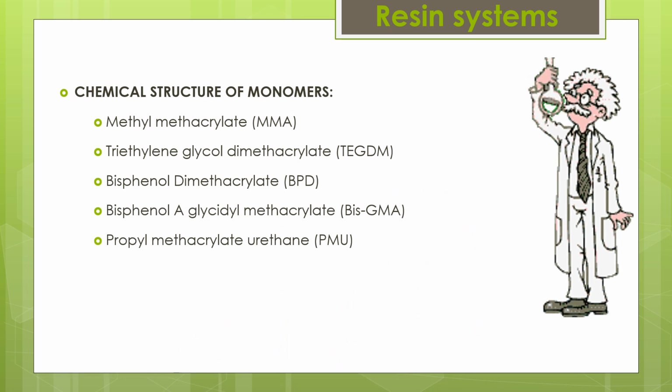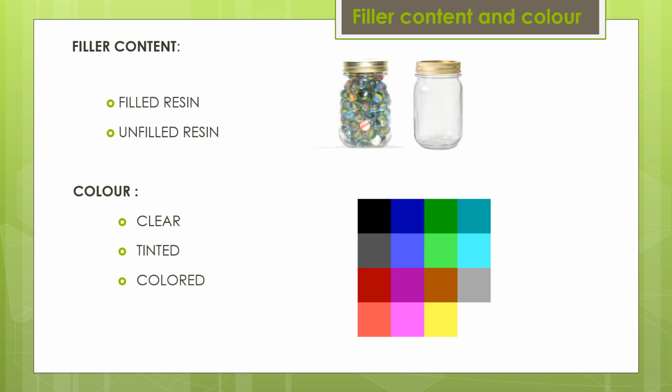Next we have based on the resin systems. The resin system classification is based on the chemical structure of the monomers. We have methyl methacrylate, triethylene glycol dimethacrylate, bisphenol dimethacrylate, bisphenol A glycidyl methacrylate, and propyl methacrylate urethane. Based on the filler content, it can be classified into filled resin or unfilled resin. Based on the color, it can be classified into clear and tinted.